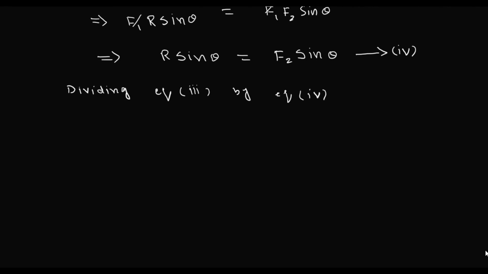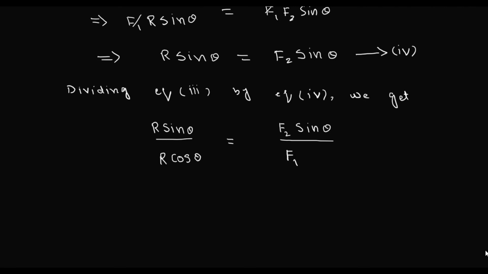Now dividing equation 3 by equation 4. When we divide equation 3 by equation 4, R cos theta over R sine theta gives F2 sine alpha divided by F1 plus F2 cos alpha. So R tan theta is equal to F2 sine alpha divided by F1 plus F2 cos alpha.